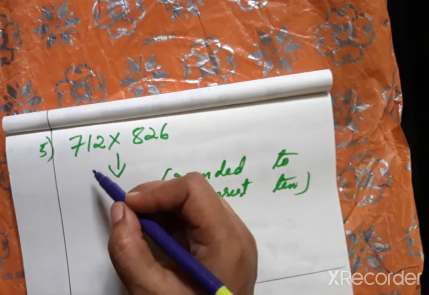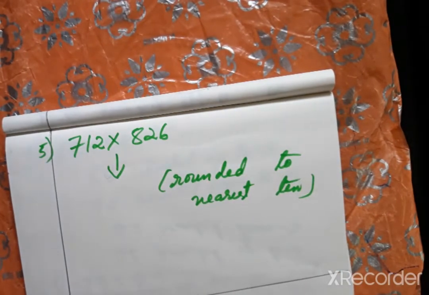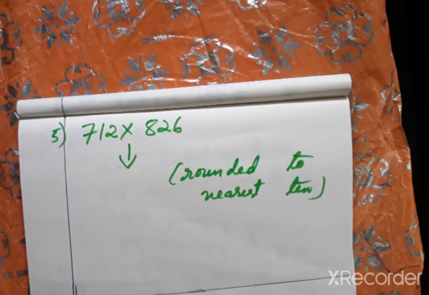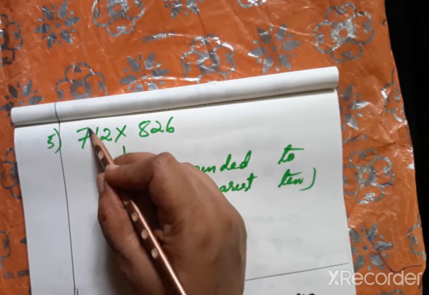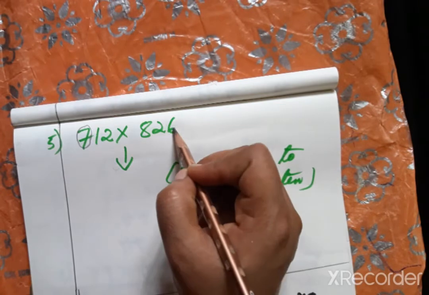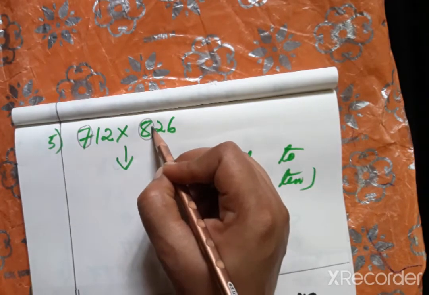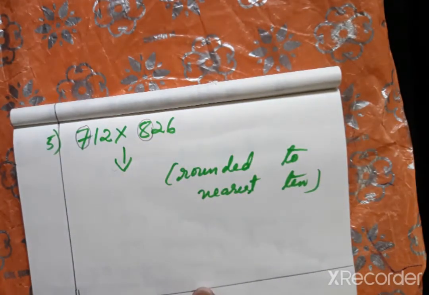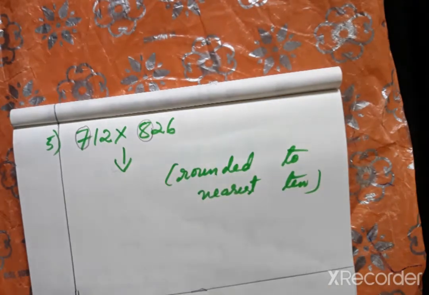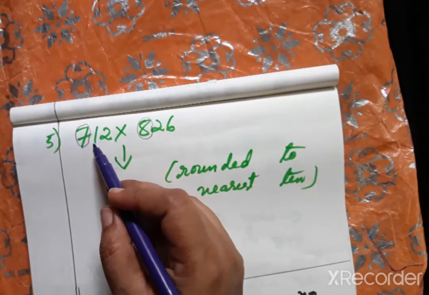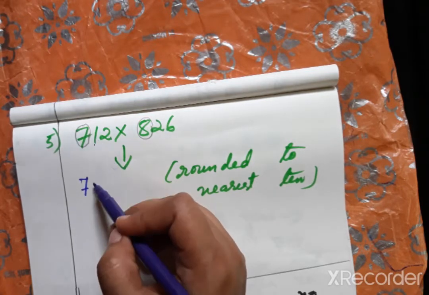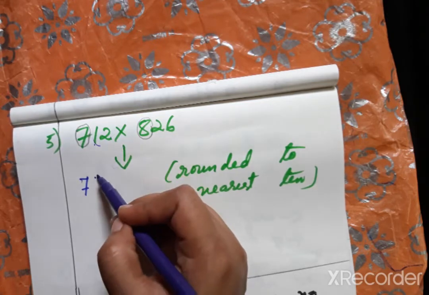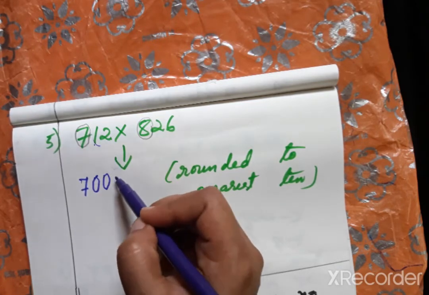Now fifth question, 712 into 826, we have to round off, children. First step is to check the place: ones, tens, hundreds, 7 is in the hundreds place, and here 8 is in the hundreds place. The next step is knock next door and ask, do you have 5 rupees or greater than 5 rupees? Here 1, he can't help. So 7 remains the same. And once the door is knocked, these people become poor. 1 is now 0 and 2 is now 0.